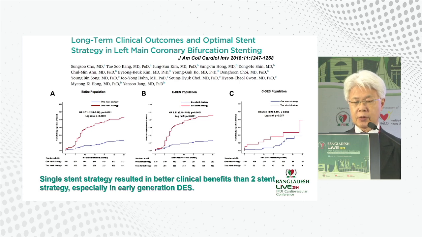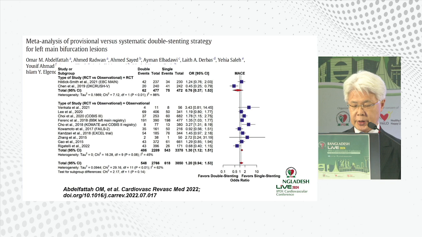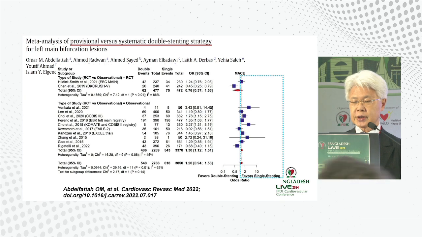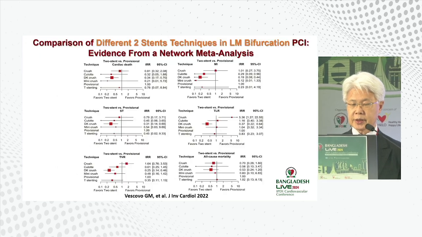This is data comparing single crossover and two-stent strategy. Compared with the two-stent strategy, a single stent has a better prognosis, as shown in this slide. This is a meta-analysis comparing provisional versus systematic double-stent strategies. As shown in this slide, the single stent technique is better compared with the double stent strategy.